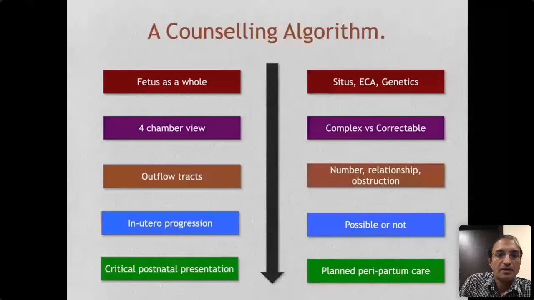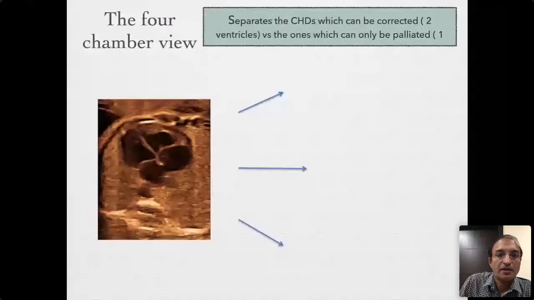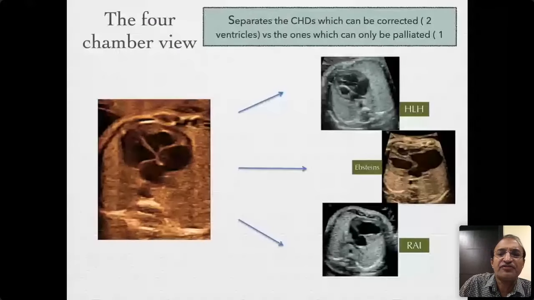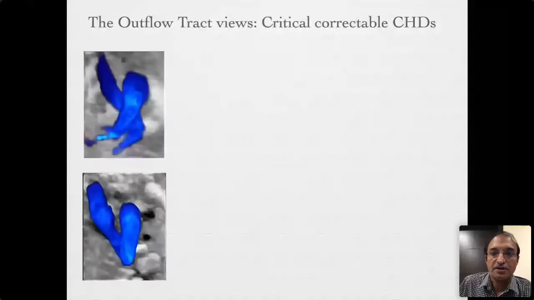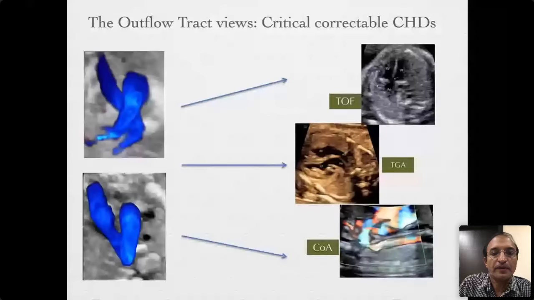The four-chamber view, as already shown, will give you clues towards very severe heart defects, which cannot be given a total correction. This is very, very important to start there. While the outflow tracts typically give a clue towards more correctable problems. Now, every TOF, every TGA, every coarctation deserves to be corrected.